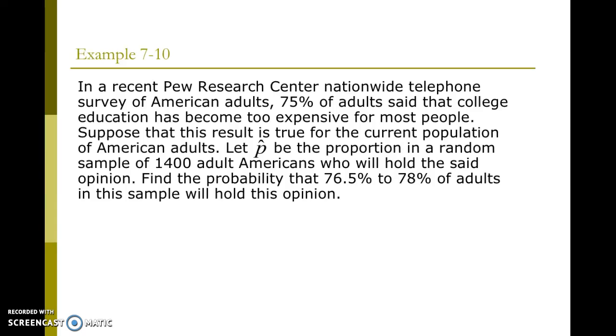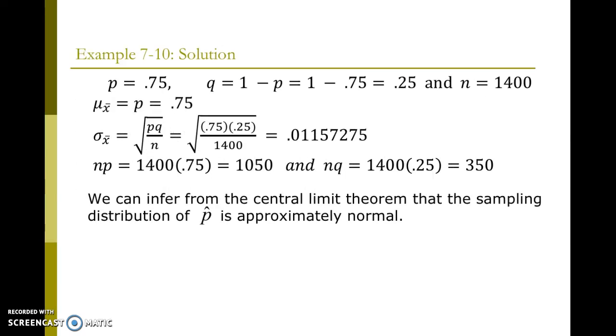The first one here, you can read: in a nationwide telephone survey, 75% of adults said that college education has become too expensive for most people. Suppose that this result is true for the current population of all adults. We're going to let p hat be the proportion in a random sample of 1,400 adult Americans who hold the said opinion. Find the probability that 76.5 to 78% of adults in this sample hold this opinion.